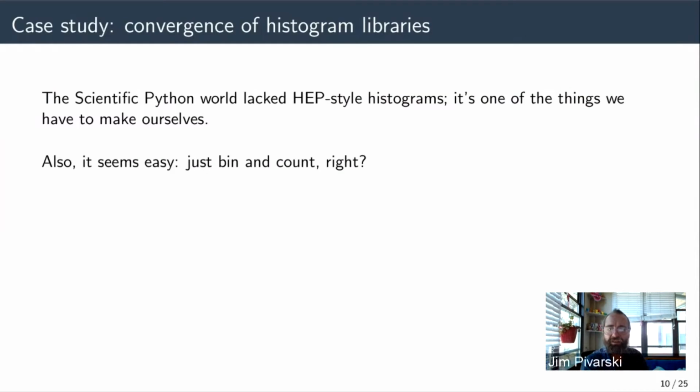So when physicists entered this area, let's go to the next slide, we saw that there was a lack of our type of histograms, and so we wanted to make this kind of library. And you think about it, in Python, it's easy to write this kind of thing, especially for histograms. You make a class, an object, and just bin and count within that. It seems easy. So next slide.